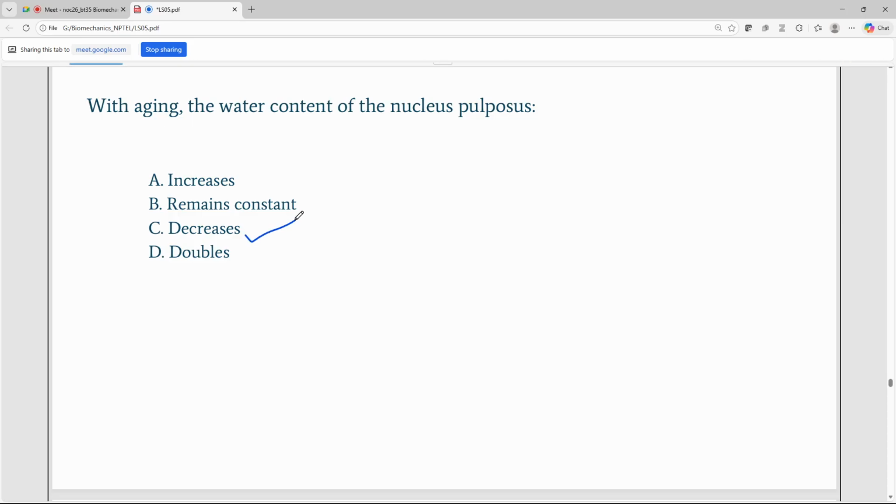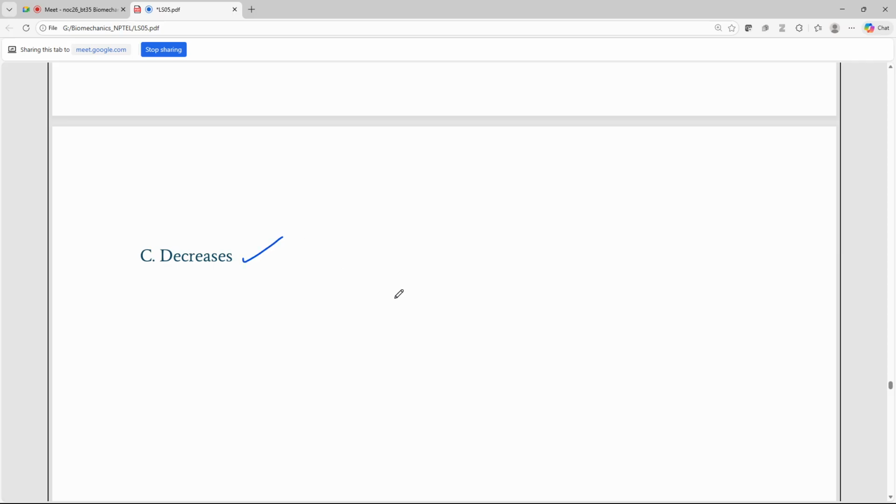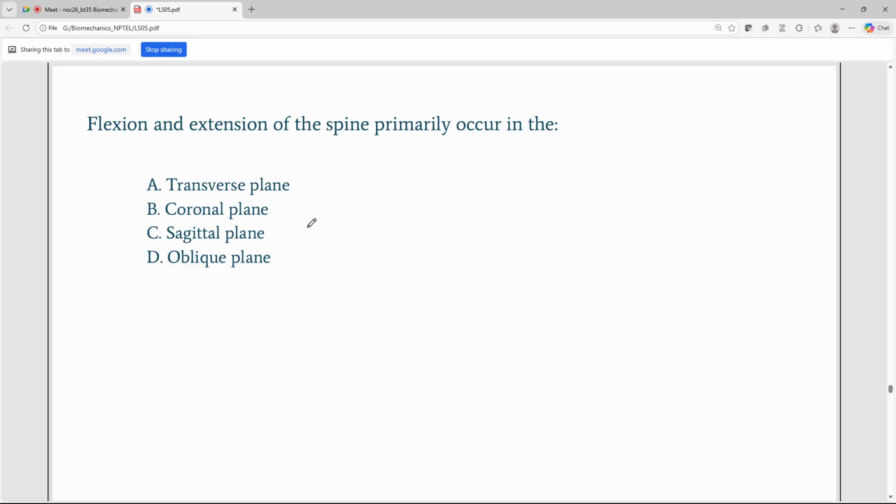Yes, option C decreases. With aging, the water content in nucleus pulposus decreases. Next question. The flexion and extension of spine primarily occur in which plane? Options are option A transverse plane, option B coronal plane, option C sagittal plane, option D oblique plane.